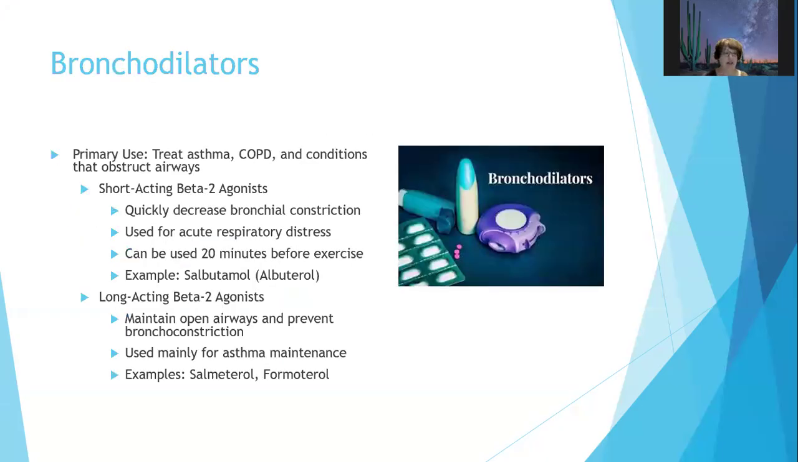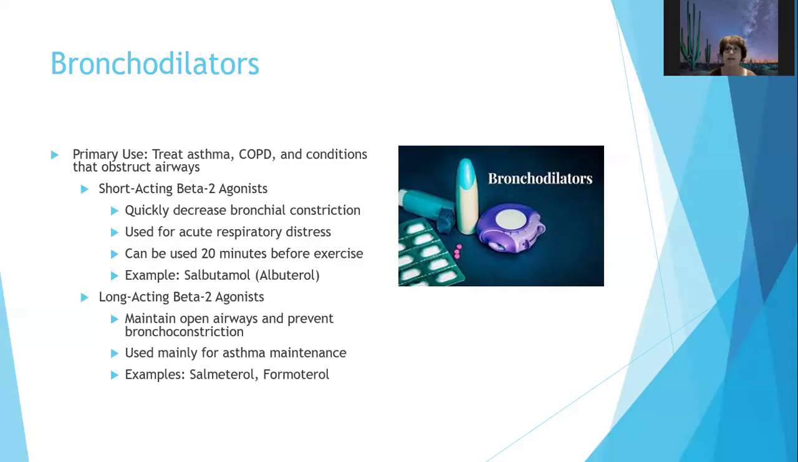So, we'll just go through the basic respiratory medications that are used. Bronchodilators, just like they sound, dilate the bronchioles. Their primary use is to treat asthma, COPD, and conditions that obstruct airways. There are two different kinds, short acting and long acting, basically. They call them short acting beta 2 agonists and long acting beta 2 agonists. So sometimes they use them for other conditions.